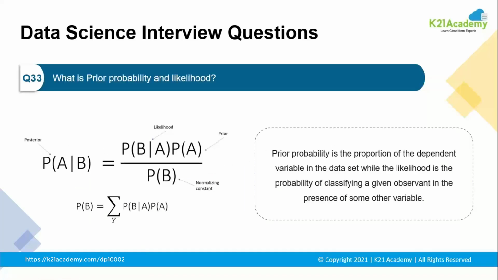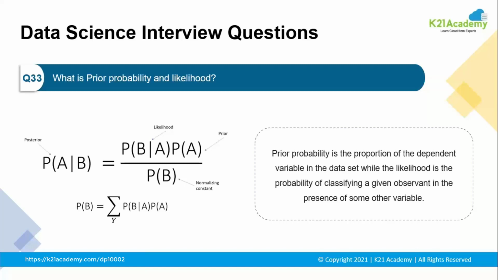So what is prior probability and likelihood? Prior probability is a portion of the dependent variable in the data set, while likelihood is the probability of classifying a given observation in the presence of some other variable. What I'm trying to say over here is that prior probability is something that has already occurred, right? And likelihood is, let's say an event A has occurred, and what is the likelihood that event B will occur provided event A has already occurred.